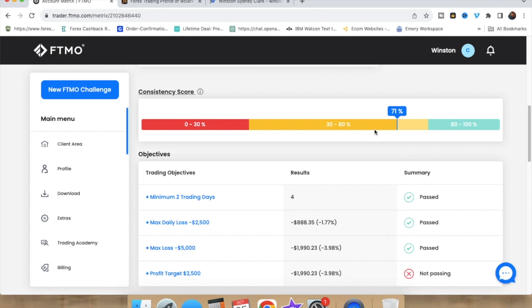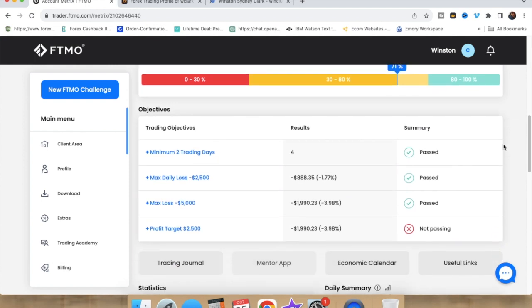But this is actually not a part of the actual challenge. You don't have to get in the green area or the yellow area to pass the challenge. This is just, I guess, a score for you to know where you stand on your consistency with trading.